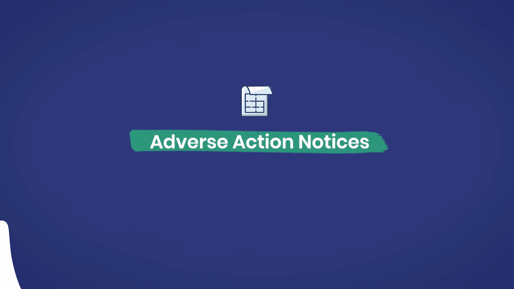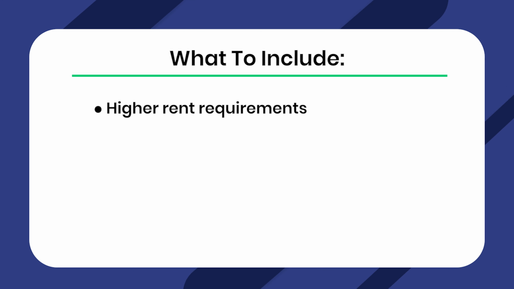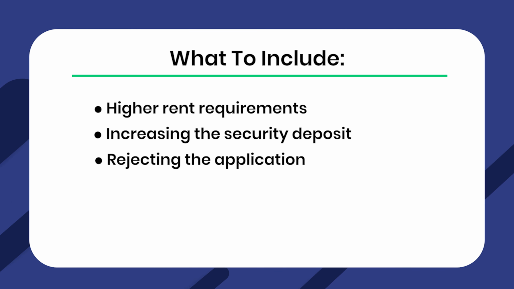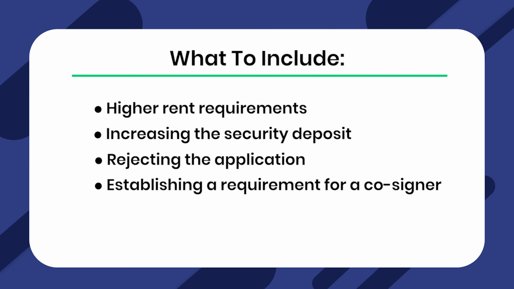Now, let's switch gears and talk about adverse action notices. After getting the required consent to do background checks, you may find out information that may make you want to take adverse action against an applicant who hoped to rent your space. These actions include higher rent requirements, increasing the security deposit, rejecting the application, or establishing a requirement for a co-signer. Now, you cannot carry out these actions without first giving the notice in writing to the potential tenant, who has 60 days to file a dispute.